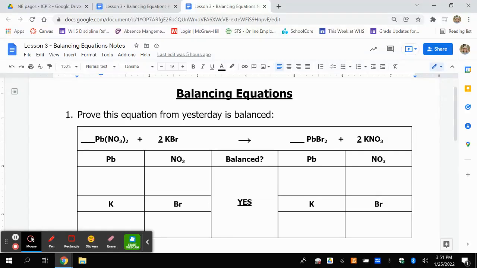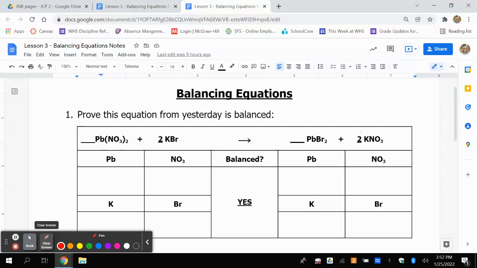So our focus today is going to be on balancing equations. And what you'll notice is this is one of the equations that we did atom counting on yesterday. If you remember this equation, it's lead nitrate and potassium bromide form lead bromide and potassium nitrate. What we'll notice is different here are these coefficients that are out in front. And what we're going to find today is that we can add coefficients to equations to balance them. And we're going to get practice with that in this lesson.